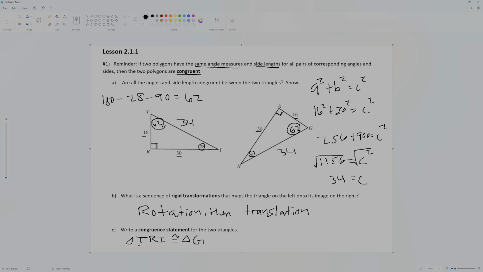So T and G line up now. My next letter has to match up with R. R was the 90-degree angle. So then I have to do the 90-degree angle in the other triangle, which was A. So that's triangle GA. And then N would be the last letter. Okay, you gotta make sure that the letters line up in the same order when you do a congruent statement.